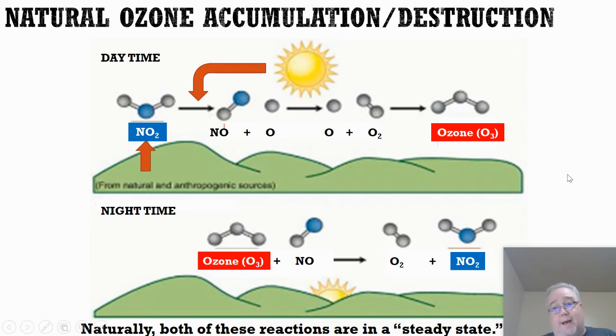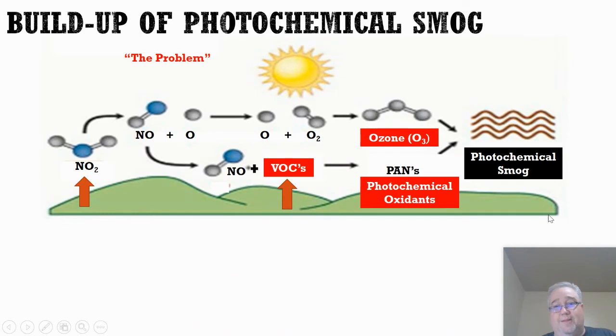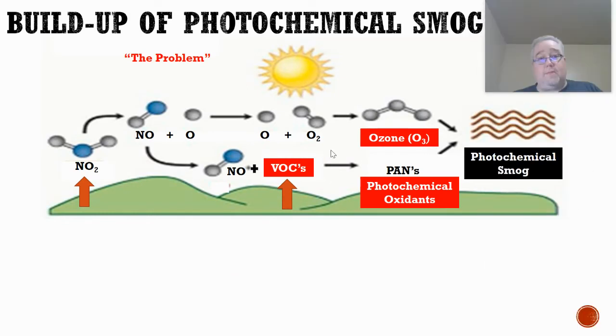So again, what could possibly go wrong, right? I mean, what is it that's so bad about this? Well, here's the problem. Take a look again on the left. We have our NO2. So we're back during the daytime, right? So we have our NO2, and then that's breaking down, and then forming our ozone.